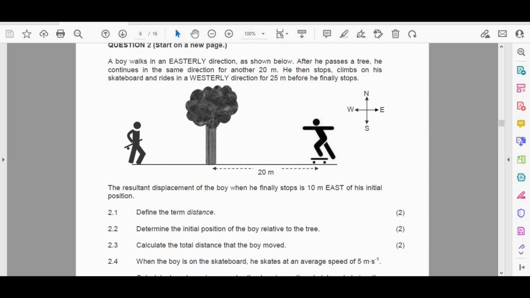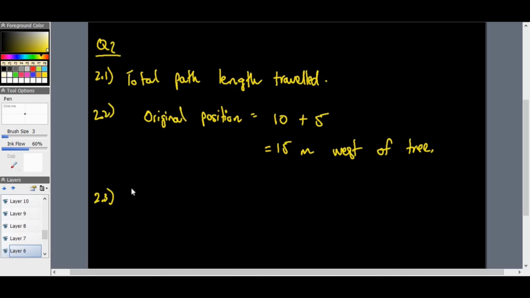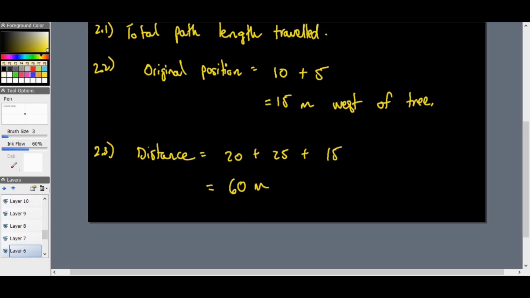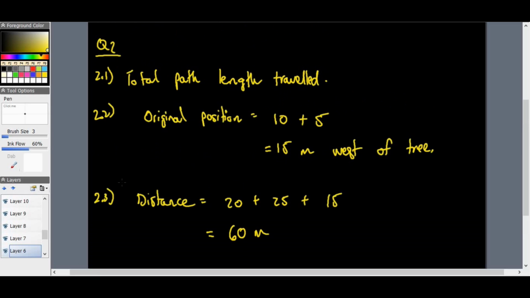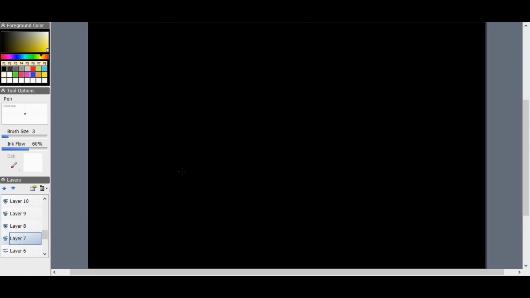2.3, calculate the total distance that the boy moved. So we got this 15 meters here, so we can just call it distance, or total distance should equal the 20 meters plus the 25 meters plus the 15 meters, and then that'll be 60 meters in total. And then 2.4 requires another long list of calculations, so we're going to have to move over to the next layer here.